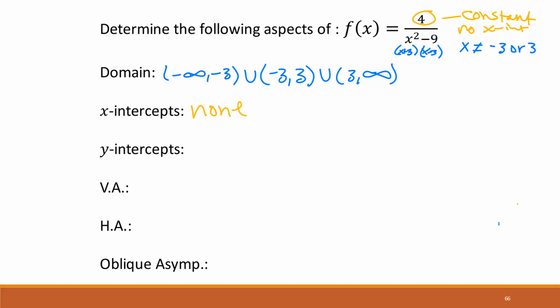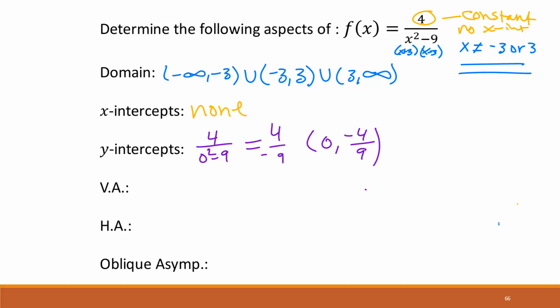Y-intercept still comes from letting those terms equal 0, right? So if I have 4 over 0 squared minus 9, I'm ending up with negative 4/9. So my y-intercept is the point 0, negative 4/9. Vertical asymptote, because we solved up here, we know that we have vertical asymptotes at x equals negative 3 and x equals 3.